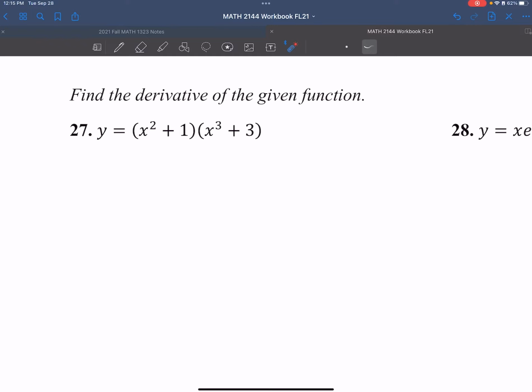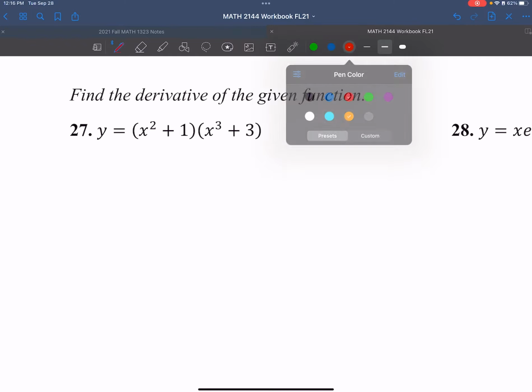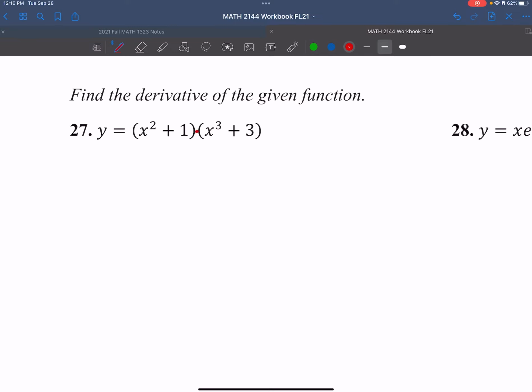So if we look at 27, notice that this is a product of two functions. It's a product of a quadratic function and a cubic function. Agreed? So the derivative here, y prime, I'm going to go ahead and color the first ones just as we get the hang of it. I'm going to do the first in green and the second in blue.